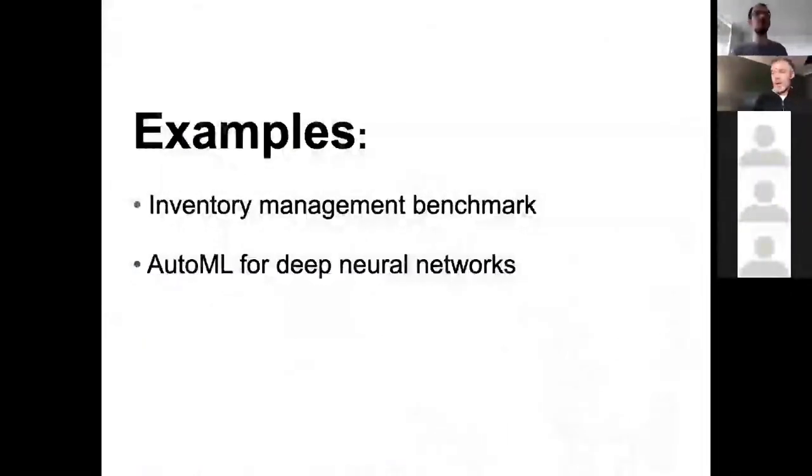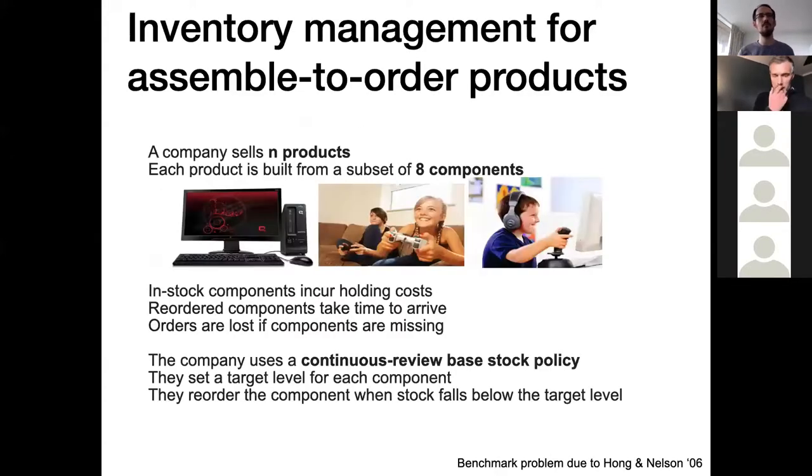Some examples. One is an inventory management benchmark, and another one is a collection of AutoML problems. So this is an inventory management problem, a sort of simulation benchmark, where a company is selling a collection of products and the products are assembled to order. So, for example, you can imagine a computer system or a video game console where each product is a subset of 8 different components. And to fulfill an order from in-stock components requires you just to have all the components that constitute that product.